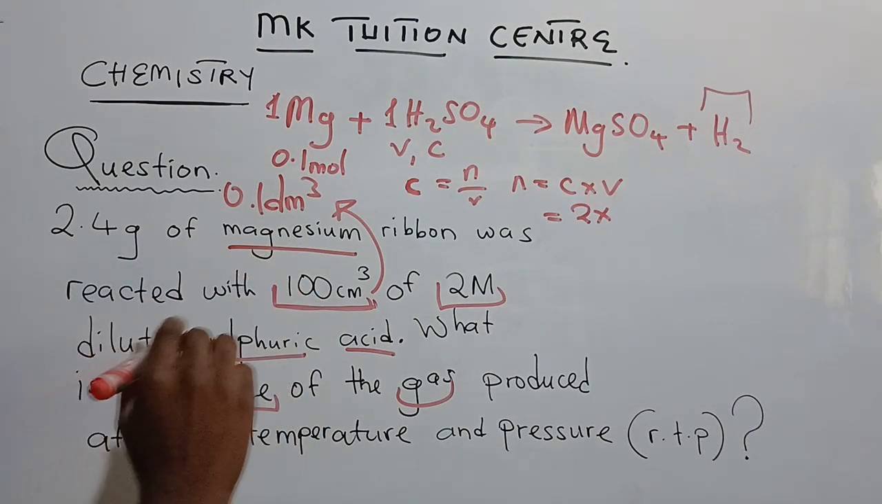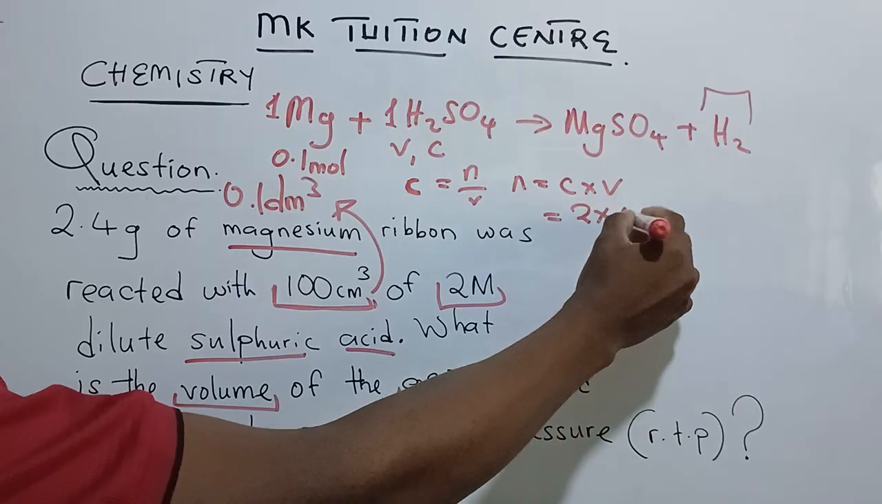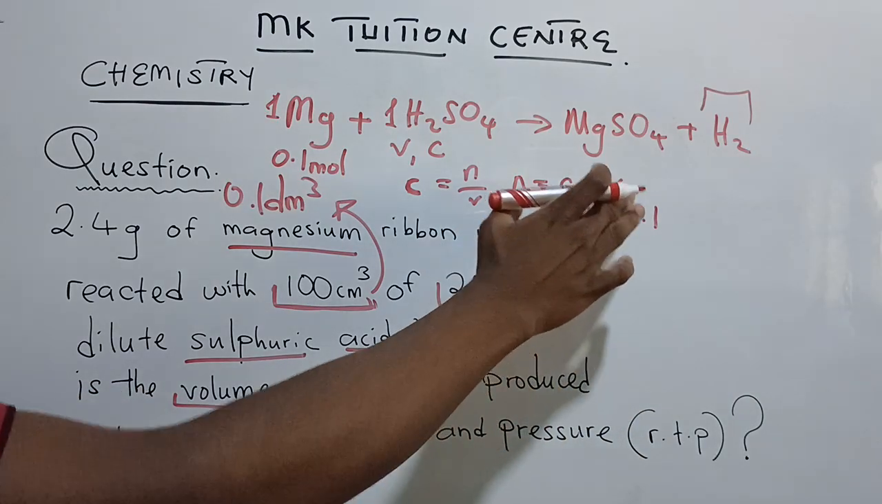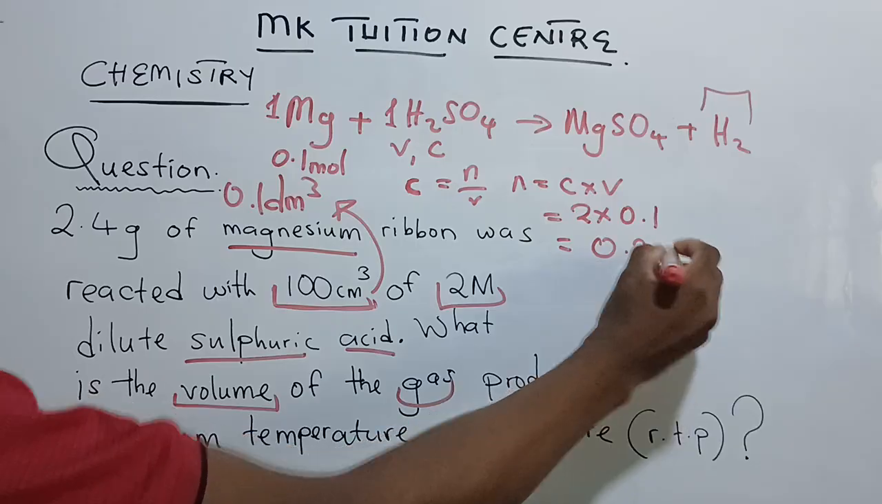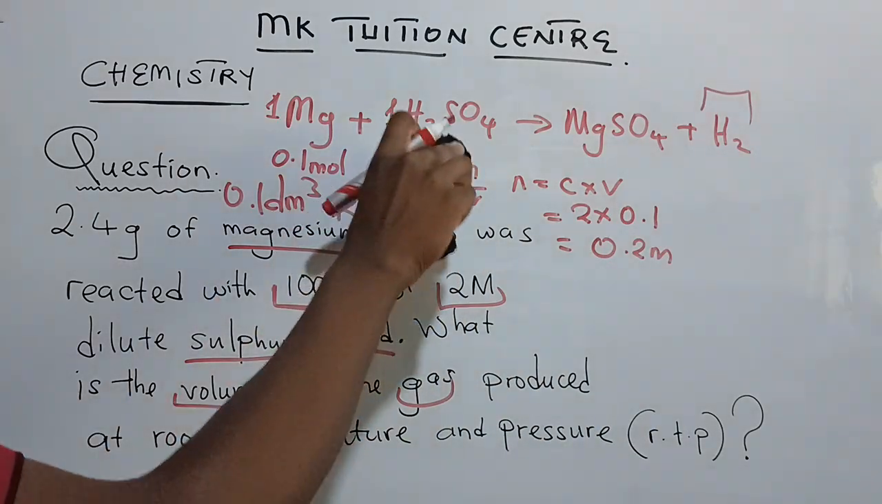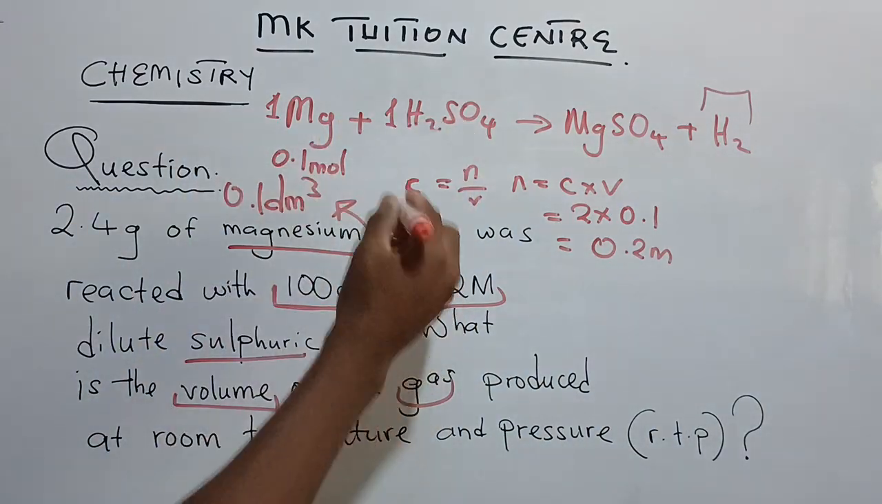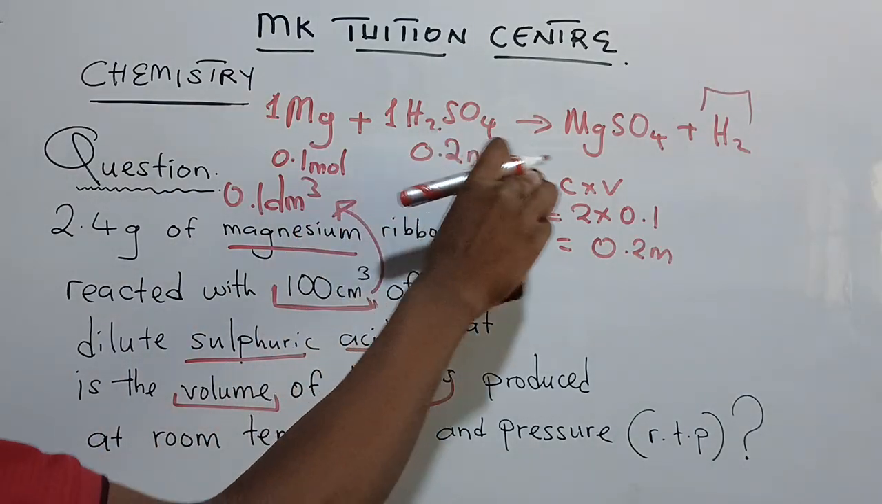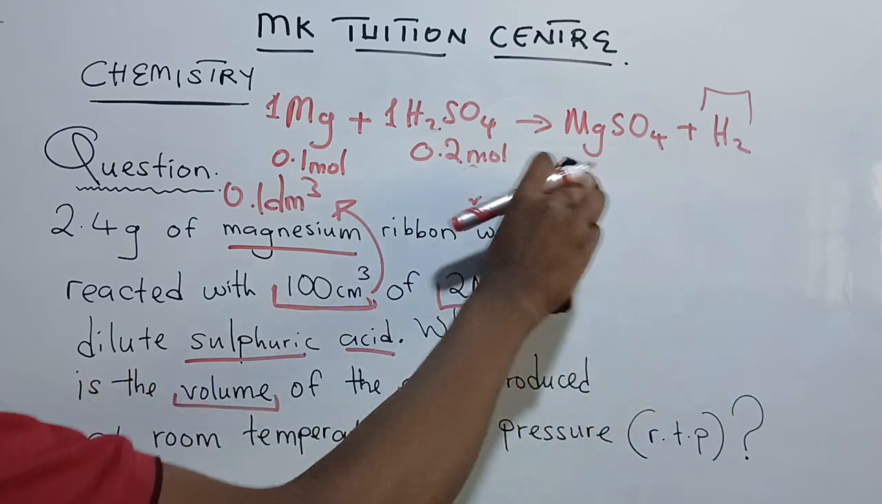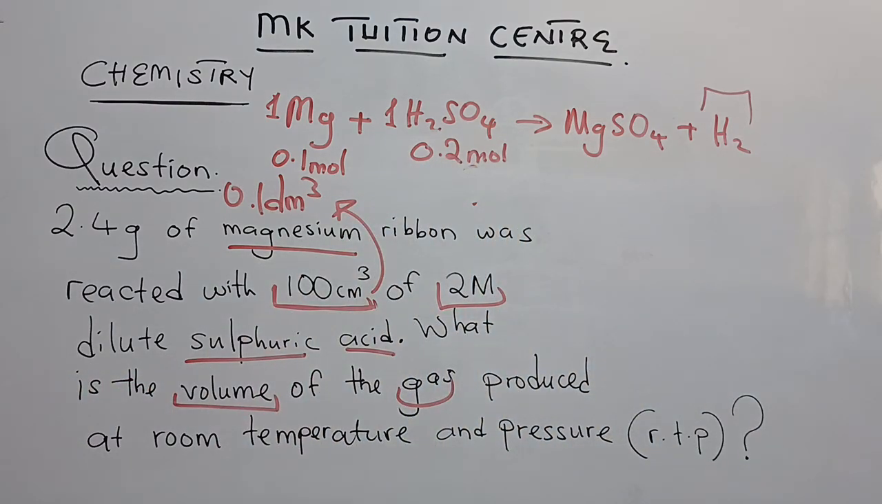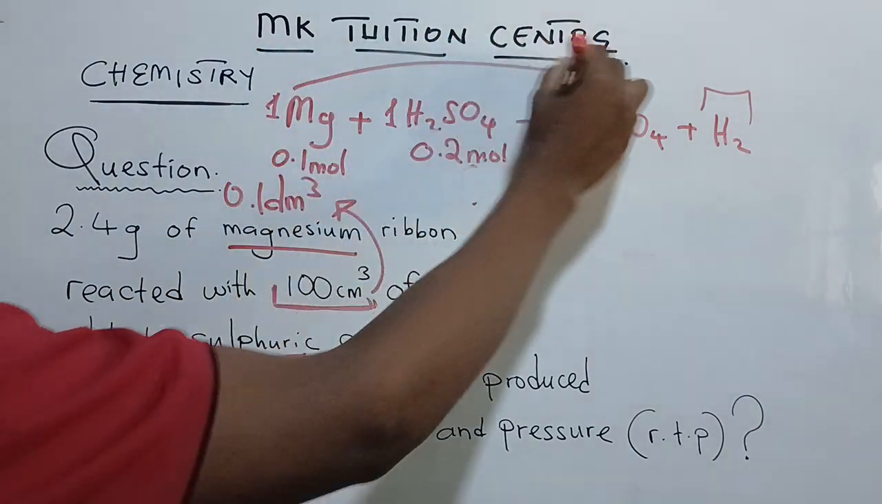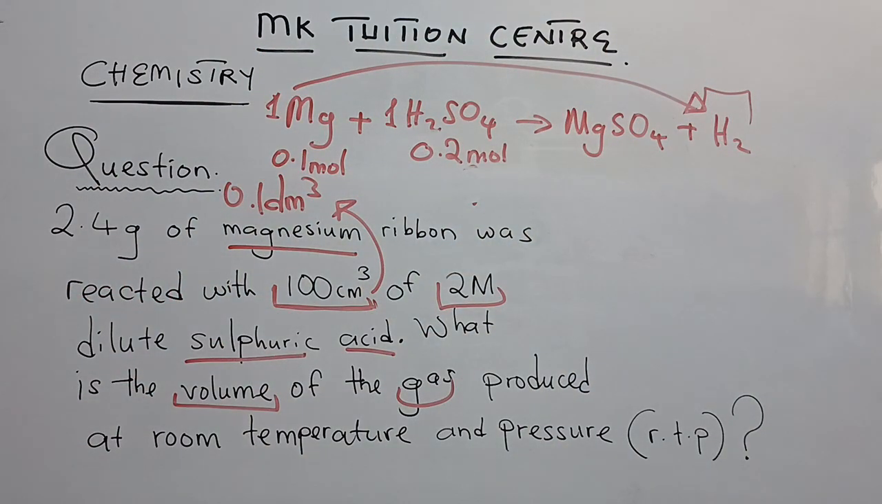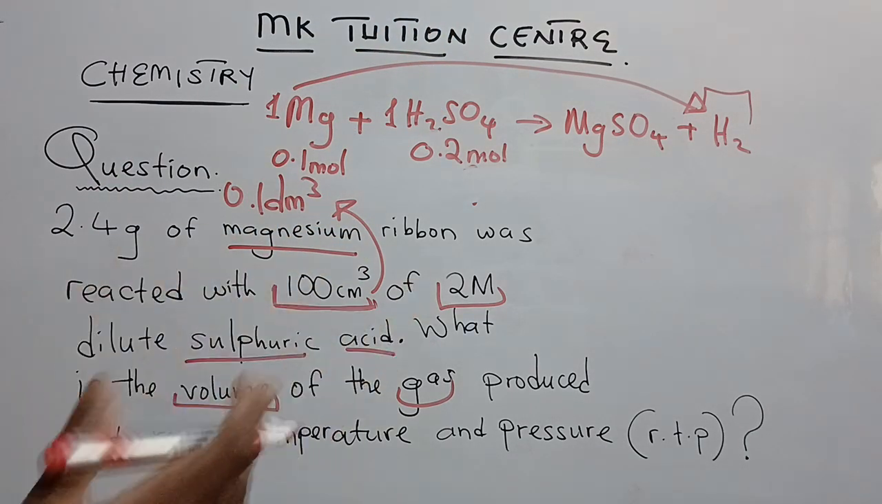Okay, we go back to our question. Volume is 0.1, so 2 times 0.1 will give us 0.2 moles. So here, the number of moles for sulfuric acid is 0.2 moles. Now, after finding the number of moles, we're going to look for the one that has the least number of moles. Of course, it's going to be magnesium. So this magnesium is going to determine the volume of hydrogen produced.